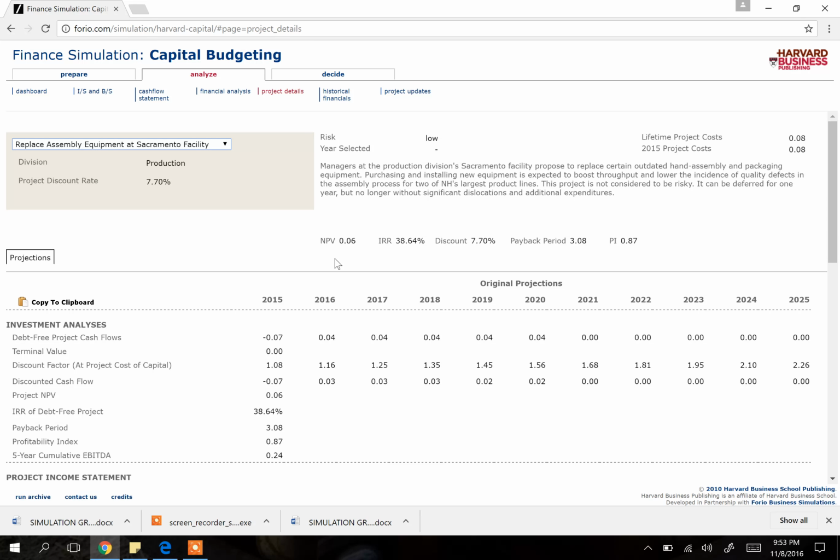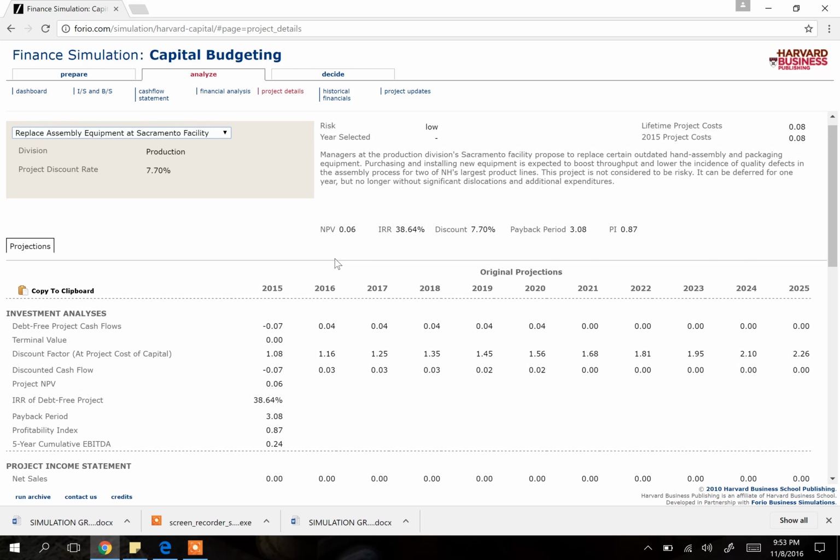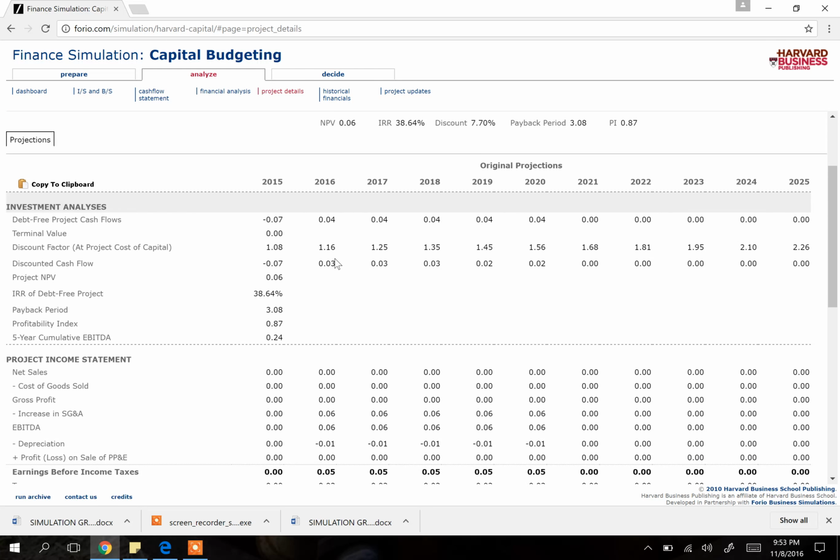So your NPV is going to be 0.06, your IRR is 38%, your payback is 3 years, and your PI is 0.87. So obviously it's not one. So that means it's going to be a project that you're going to decline, but I actually picked some products that had a low PI. So we're going to kind of look at, besides those, looking at these numbers.